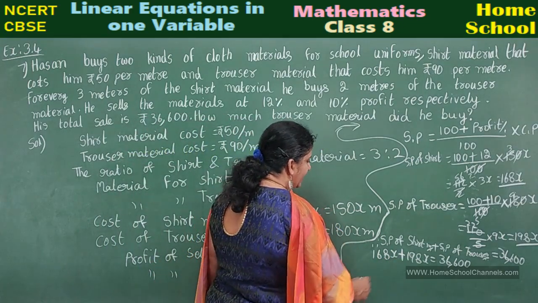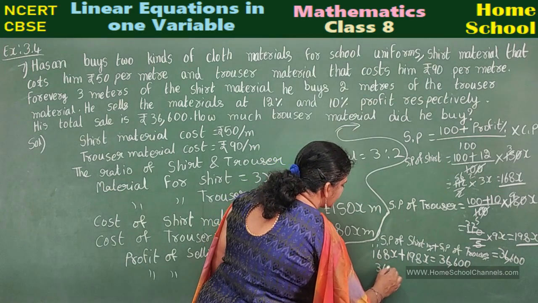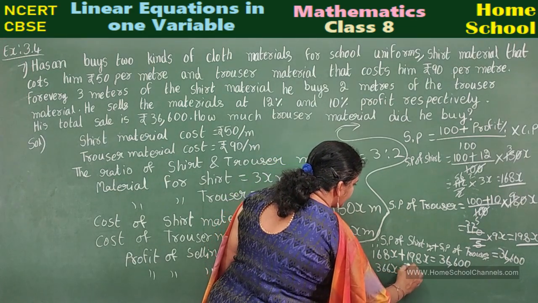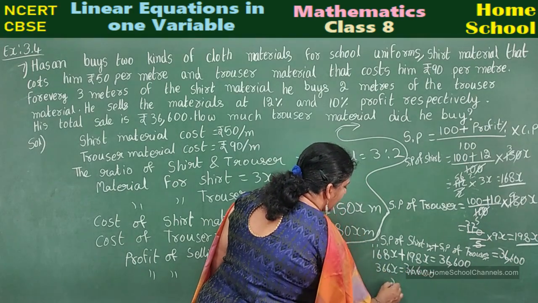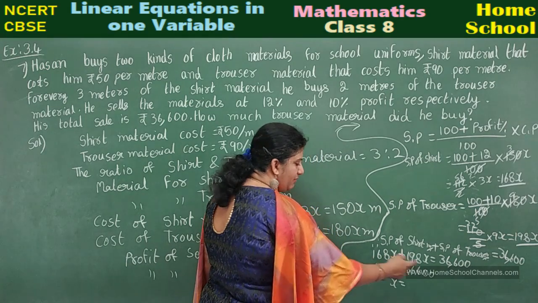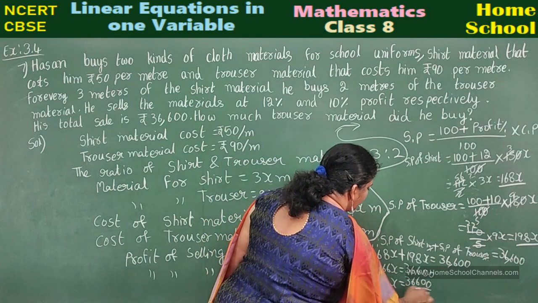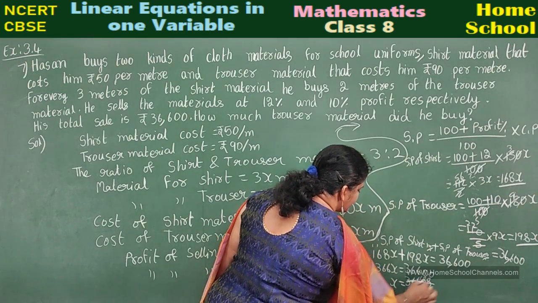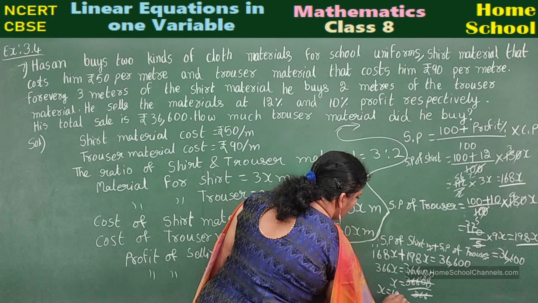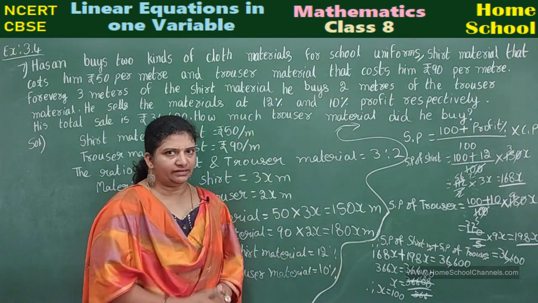If you simplify this, you are going to get the x value first. 168 plus 198, it will be 366x is equal to 36,600. X keep here and send the number other side. Transpose, that will be 100. X is equal to 100. Therefore, x is equal to 100.